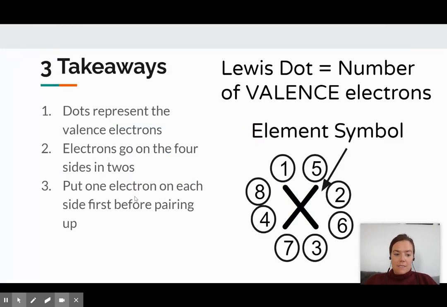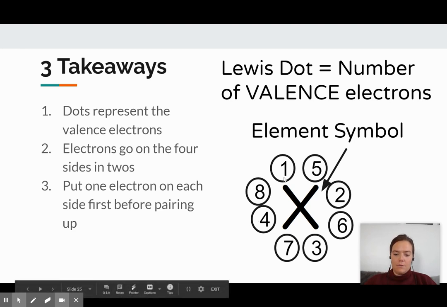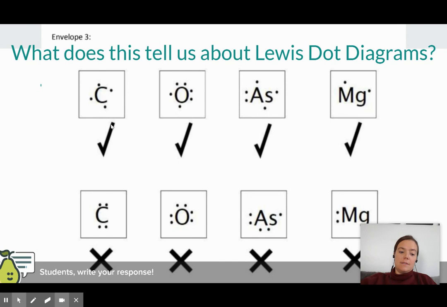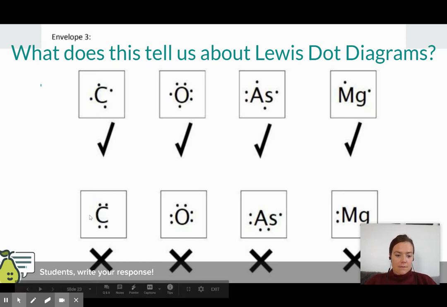The last piece of this is that the electrons have to be put one on each side before they get paired up. And so I like this imagery, drawing out and showing the numbers of where the electrons should be placed and in what order. So seeing here again, carbon, we've already determined it does have 4 valence electrons, so that's right in that it has 4 valence electrons, but they can't be paired up until there's 1 on each side. So 1, 2, 3, 4. Okay, that's why this one's incorrect.